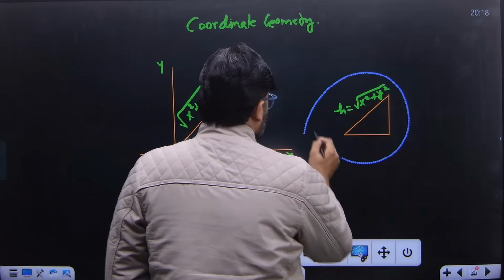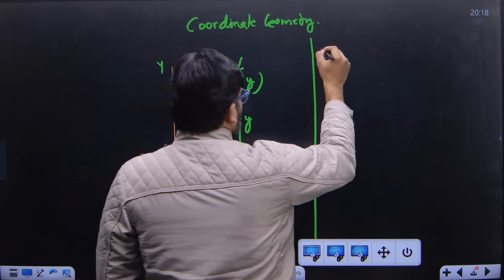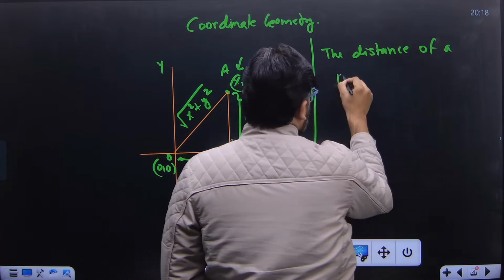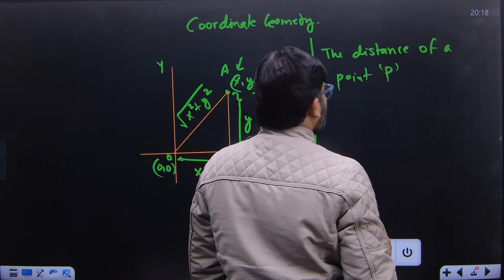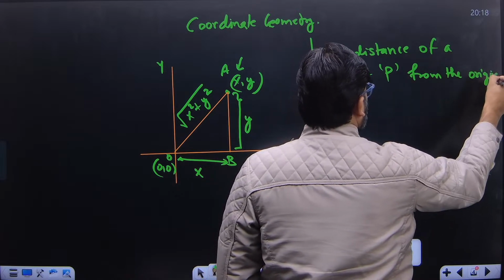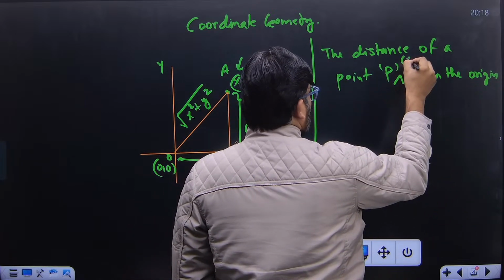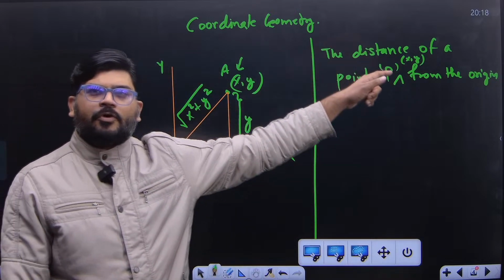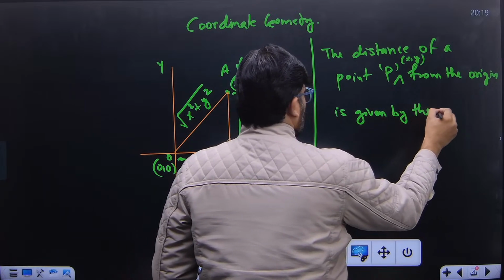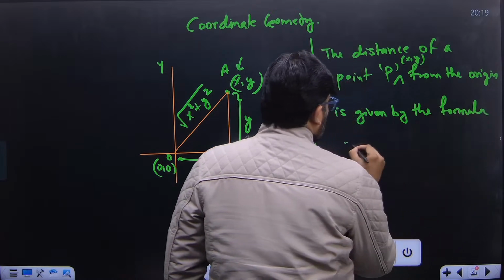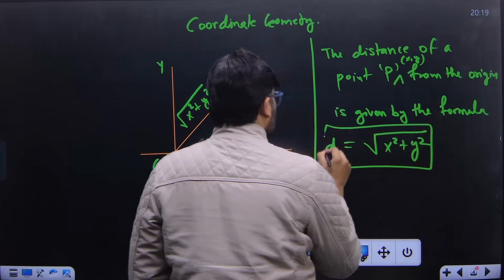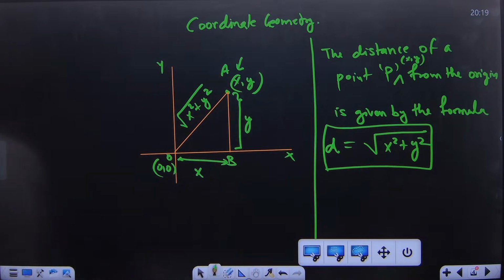So, if you want to make a note of this, you can very easily write: the distance of a point P from the origin. I am writing the coordinate of this point P as x comma y. The distance of a point P x comma y from the origin is given by the formula: distance d is equal to under root of x square plus y square. This is the first formula that you should know when you are dealing with a straight line. Understood? Please write down.